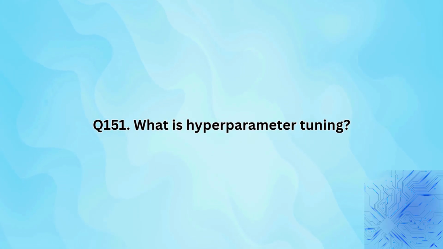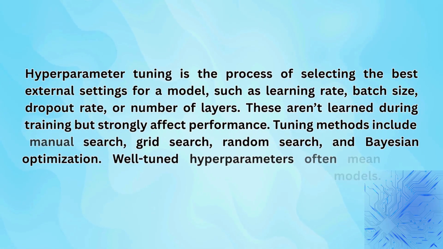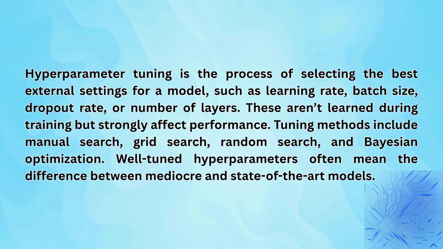What is hyperparameter tuning? Hyperparameter tuning is the process of selecting the best external settings for a model, such as learning rate, batch size, dropout rate, or number of layers. These aren't learned during training but strongly affect performance. Tuning methods include manual search, grid search, random search, and Bayesian optimization. Well-tuned hyperparameters often mean the difference between mediocre and state-of-the-art models.